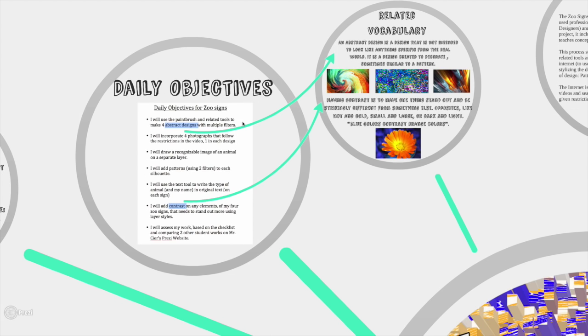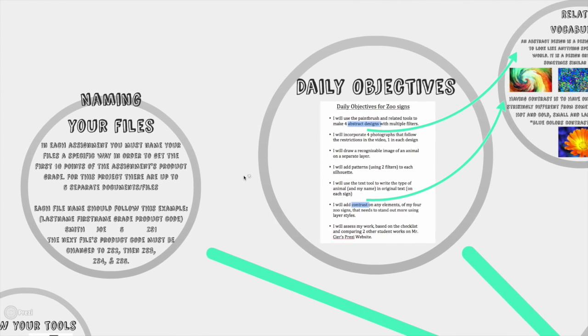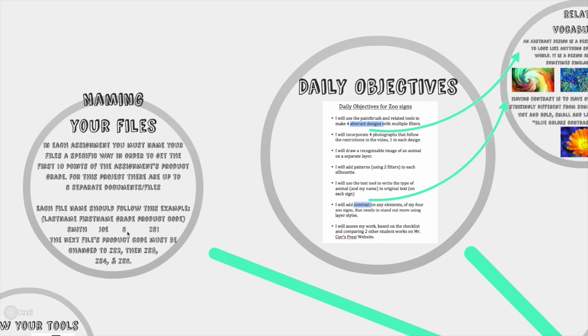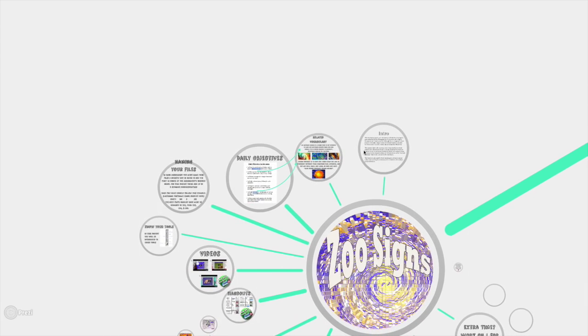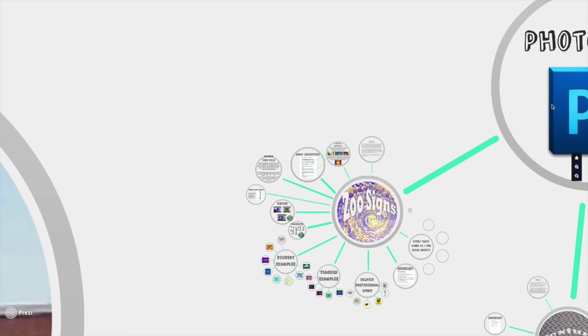So after I know my first daily objective, which is the only one I'm going to do right now, I can read the next bubble. And the next bubble talks about how to name my file. Now if I scroll out a little bit, I can remember that this is a Photoshop project.